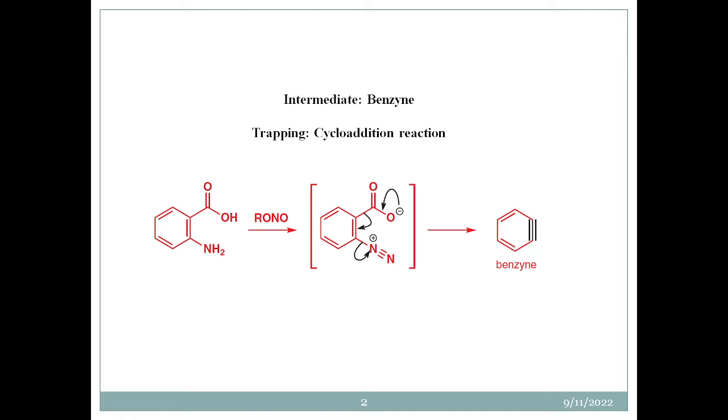So it's a simple reaction where you have an amino carboxylic acid aromatic system. So an amine NH2 group, and a carboxylic acid is also there. So if you treat it with RONO, basically some acid and RONO, then what will happen? This NH2 group will be functionalized into a diazo group. So an N2 group is formed. Now removal of carbon dioxide will give you this kind of species, an intermediate we call benzyne.